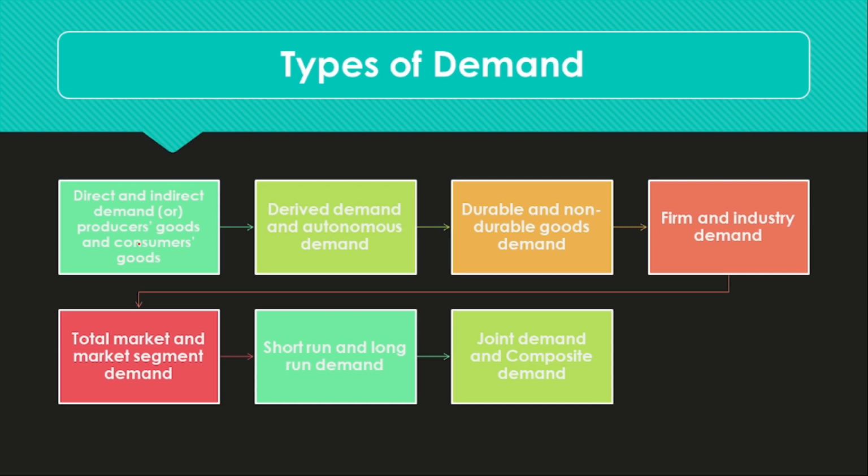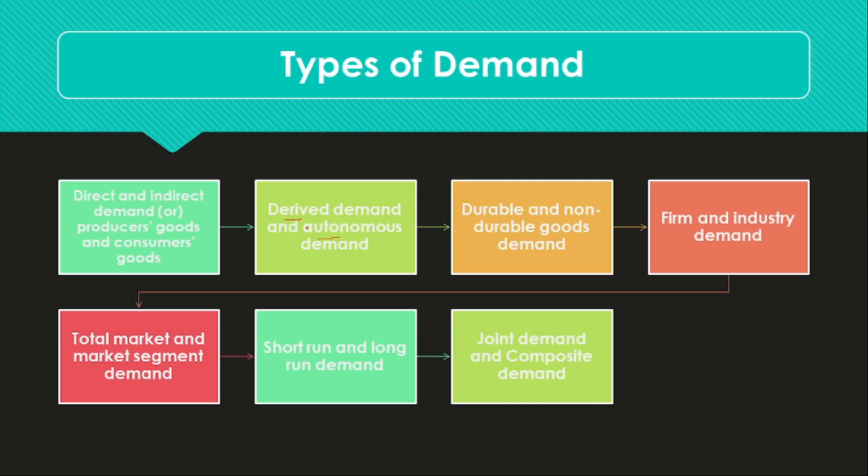Okay, so all of these concepts help the manager in taking various business decisions. That is why it is very important to understand the type of the demand for your particular product. Now next is derived demand and autonomous demand. This concept is also somewhat similar to the direct demand and the indirect demand. The derived demand here means the demand is based on something else, it is derived from something else.